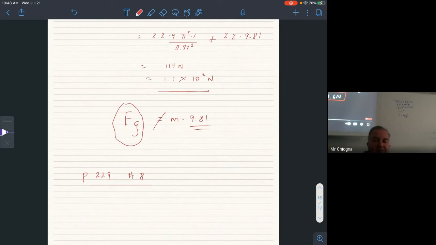What'd you get? 245. Yeah, that's the original. So you don't have to use this on the surface. Just use mass times 9.81. Use it for positions far above the surface.